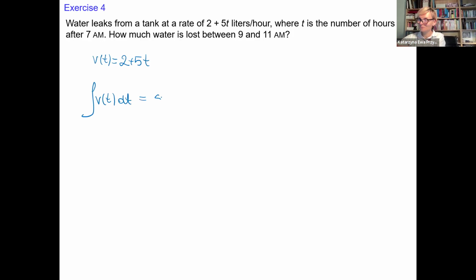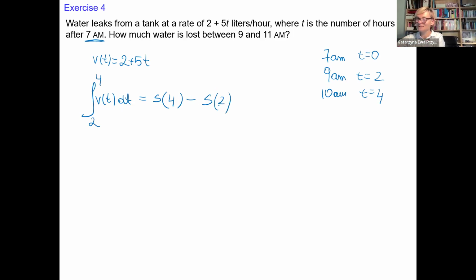And then we will find the amount of the water, let's call it S, between... we have to know the time. If 7 a.m. is the beginning, then we can say it corresponds to 0. Then what about 9 a.m. and 11 a.m.? What is the corresponding time? It will be 2 hours and 4 hours, so between 2 and 4.